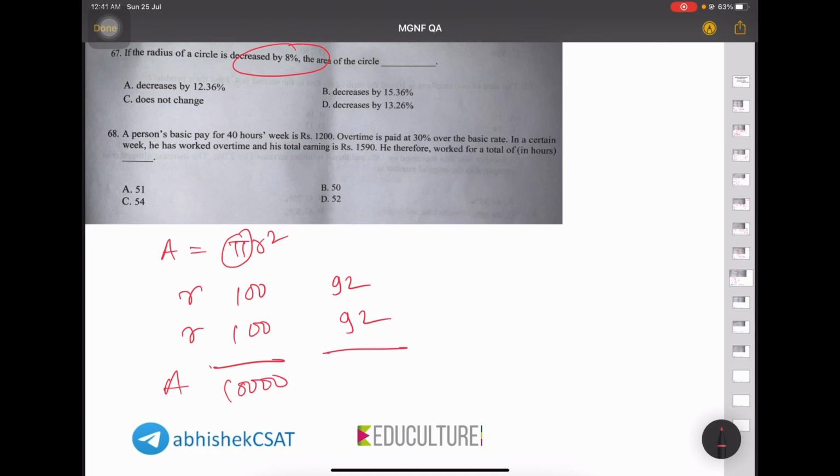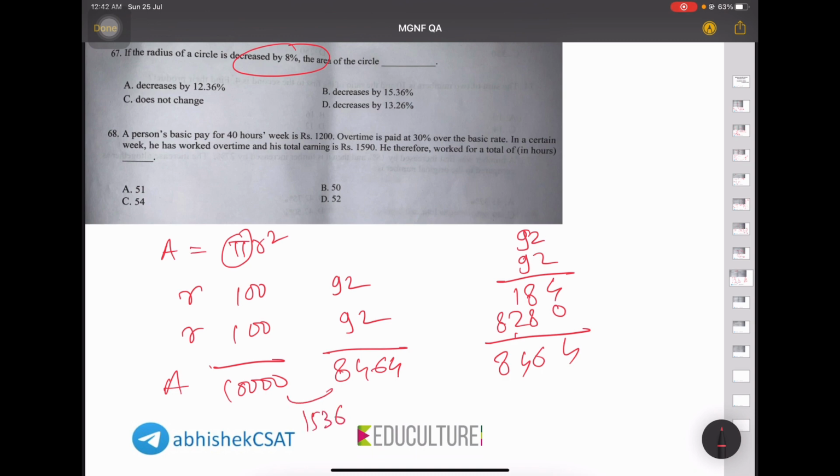10,000, and this is 92 into 92, 2 twos are 4, 16, 8, 8, 4, 6, 4. That means 8464. This is less by 1536. So on 10,000, 1536 less, that means on 100, it is 15.36% decrease. This is a decrease.